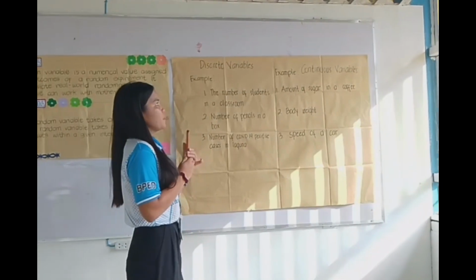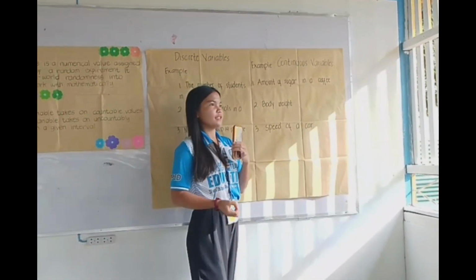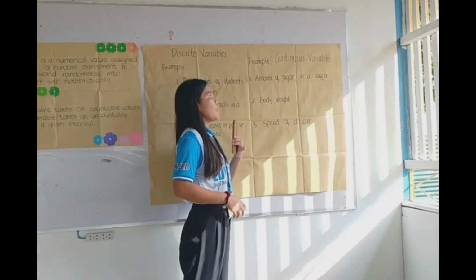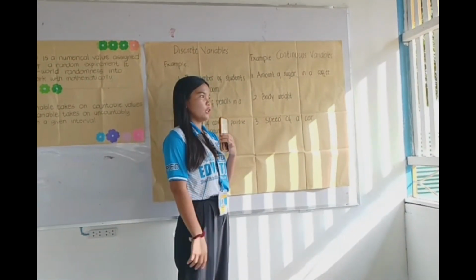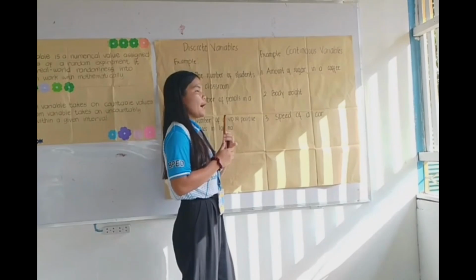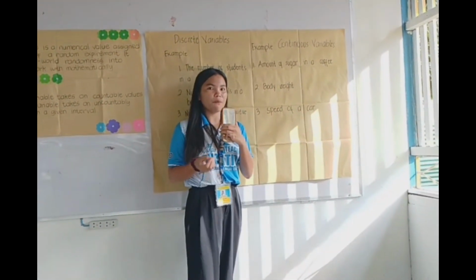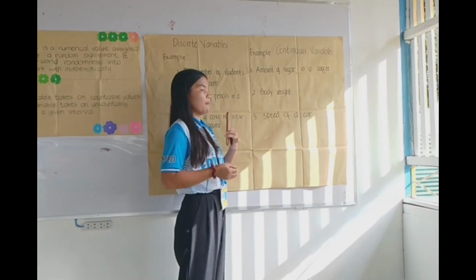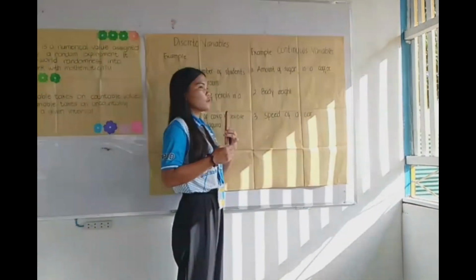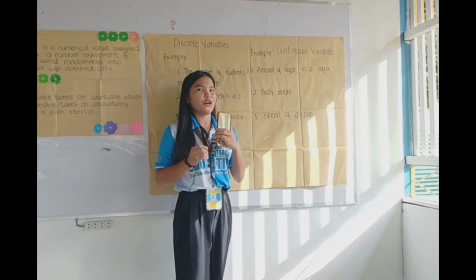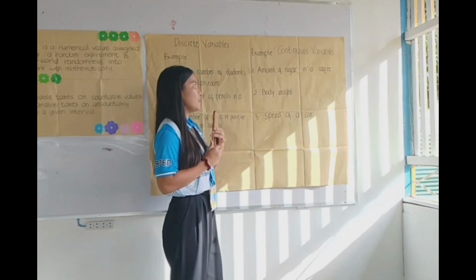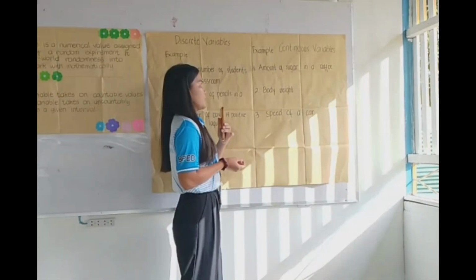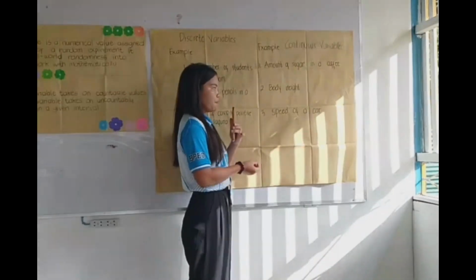Now let's move on to continuous random variable examples. We have the amount of sugar in a coffee. So, paano natin malalaman kung ito ay continuous random variable? Ang ating ilalagay na sugar sa coffee ay hindi natin mabibilang, ito ay ating ma-measure. Kung pwede, ito ay 1 tablespoon or 2 tablespoons. Now let's proceed to the second example of continuous random variables, which is the body weight, and lastly, the speed of a car.